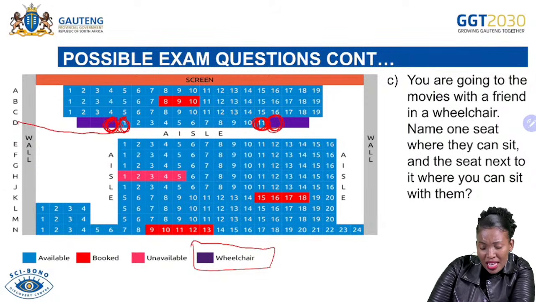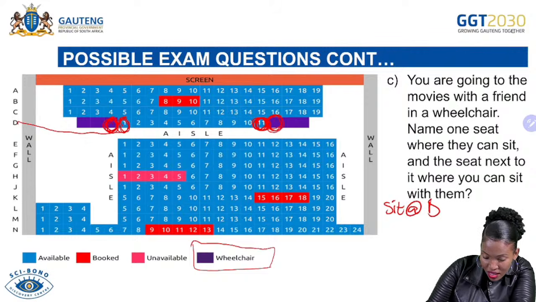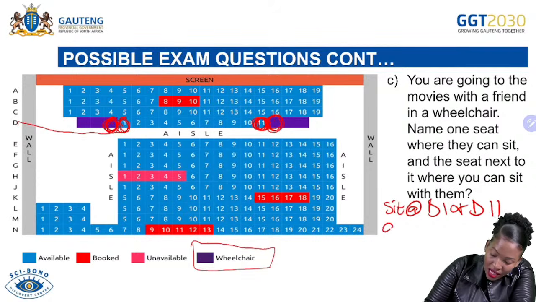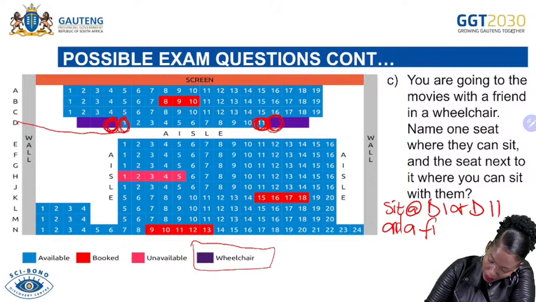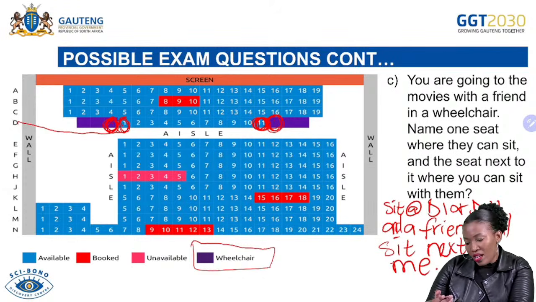I hope you guys understand. So I'm going to say the answer here. I will sit at D1 or D11 and a friend will sit next to me on the wheelchair seats.